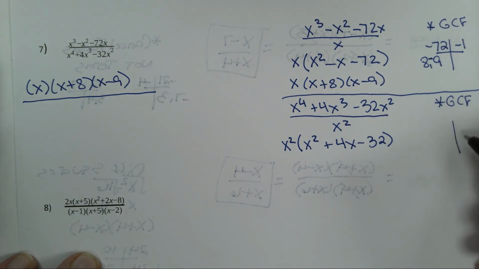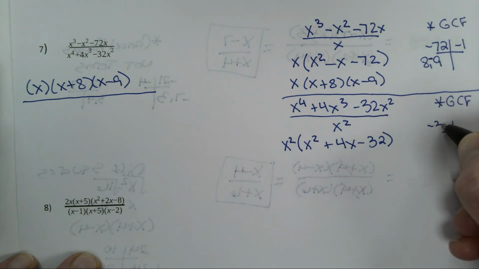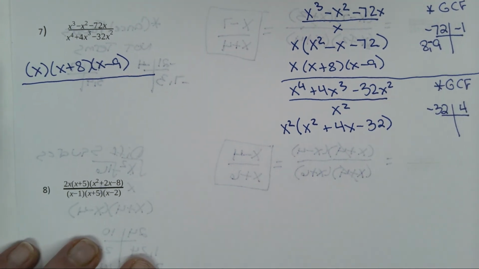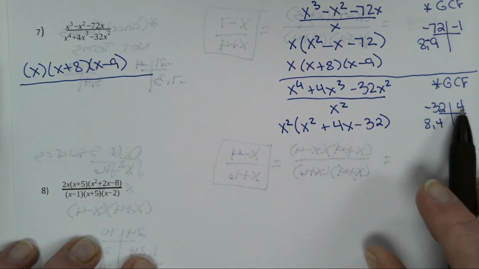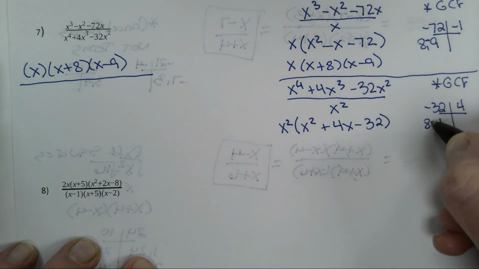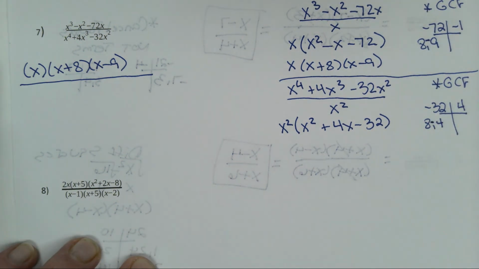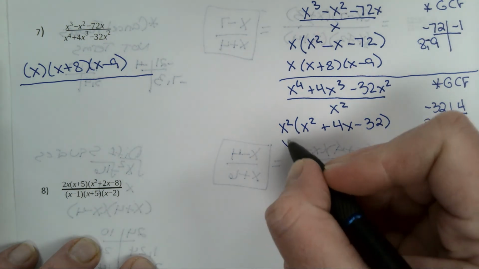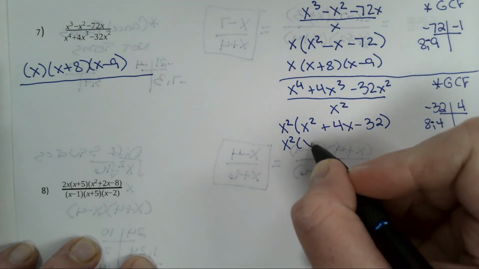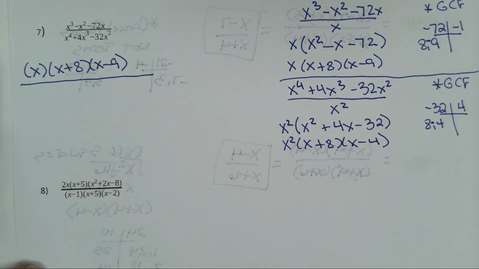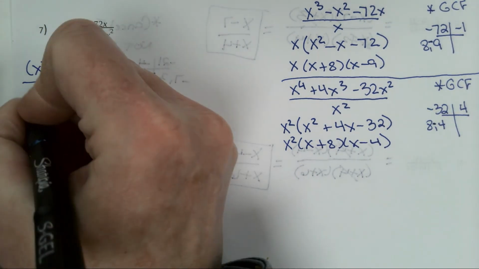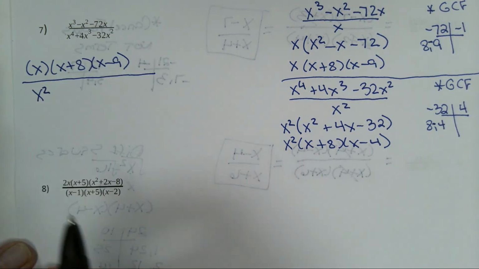Now I'm going to work on my trinomial right here. I need factors of -32 that add up to 4. So I know that 8 times 4 is 32, and they're 4 units apart. It has to add up to a positive 4, so my negative has to go on the smaller number. So this factors as x squared, x plus 8, and x minus 4. So I'm going to rewrite my denominator with this right here.